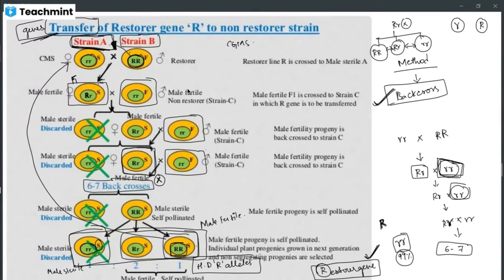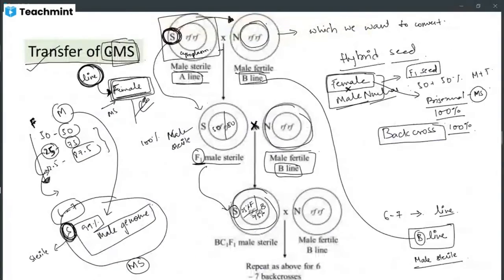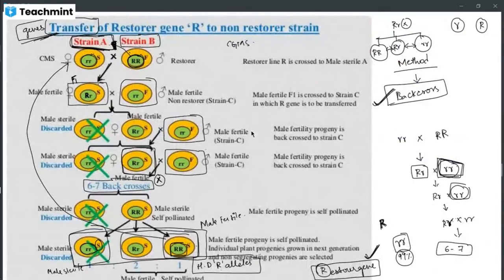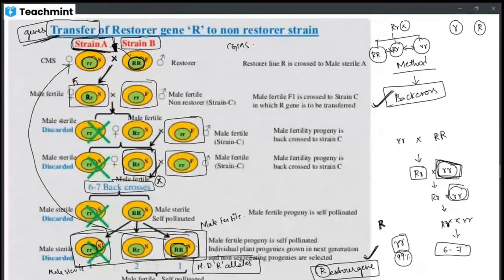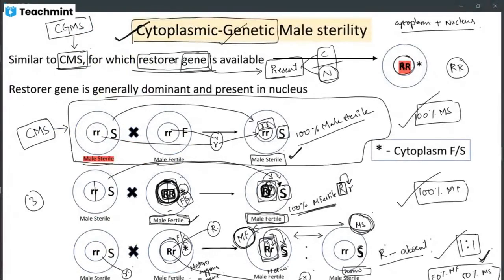Backcross method. It is also the similar case in cytoplasmic male sterility, where we use the backcross method to transfer the sterile cytoplasm into a new line, right? Yes, sir. Hope you clearly understood the CGMS as well as CMS system. See, the CGMS system is completely similar to the CMS system, except with the restorer gene. If the restorer gene is available, then it gets converted into your CGMS.